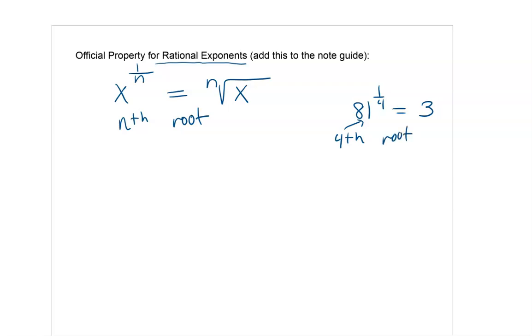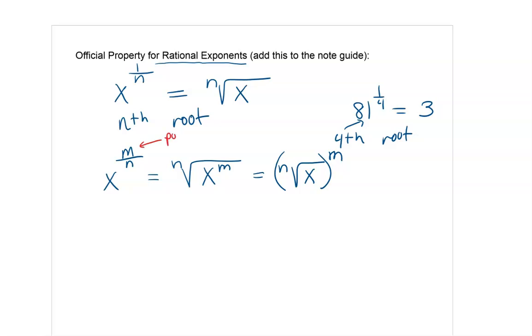But the other thing we need to consider is when I have a fractional power that doesn't have a 1 in the numerator. So that would, by definition, mean I still have an index of n, but it would also mean that I'm also raising this x to the power of m. And you can do that in any order. You can either do the nth root first and then raise that to the power of m, or you can raise the inside to the power of m and then take the nth root. But essentially, the numerator is the power, and then the denominator is the root.